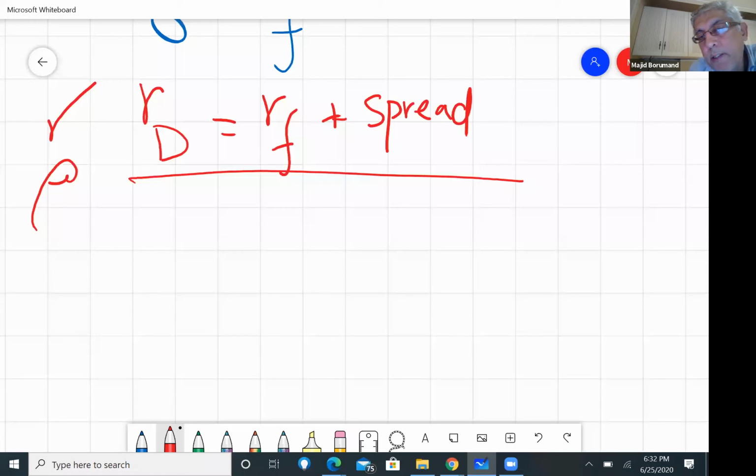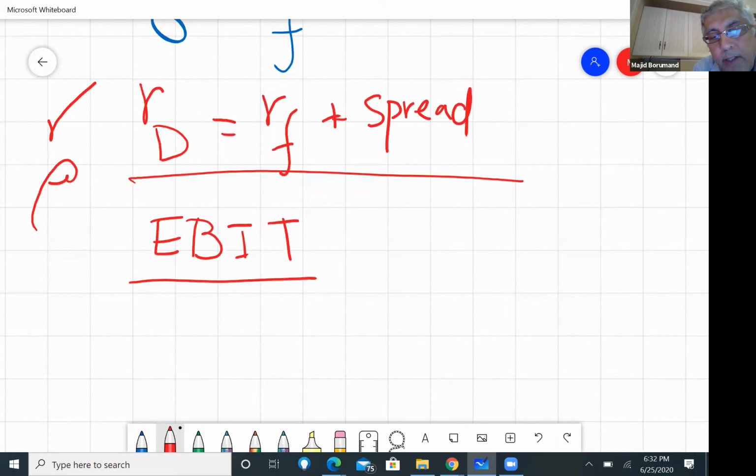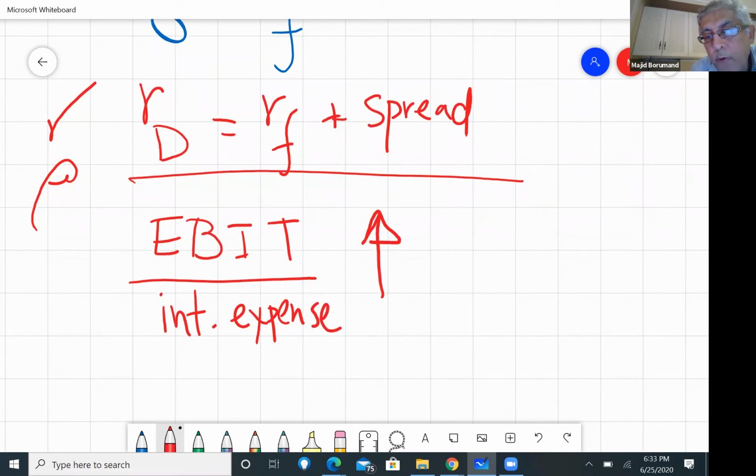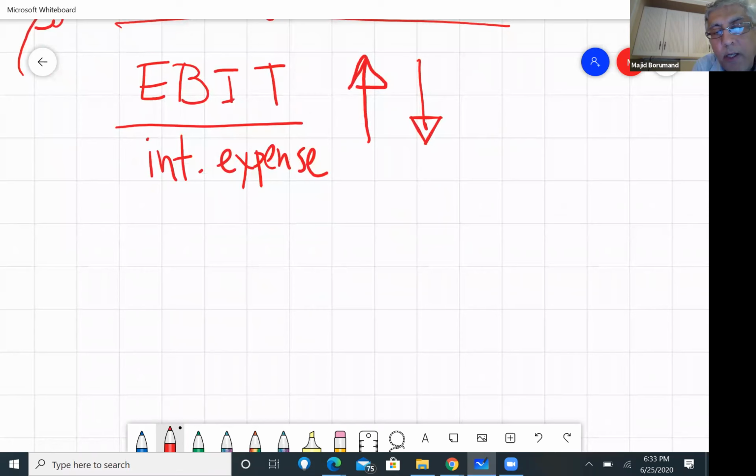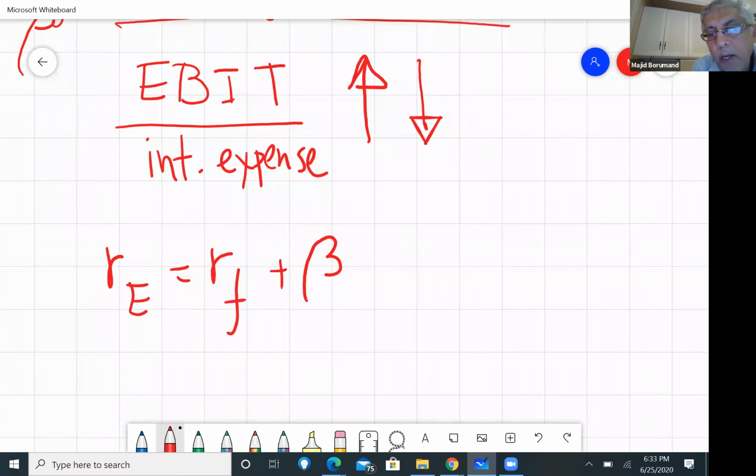So the riskier your business is, and he had a formula for it, remember? He would divide the EBIT by the interest expense. The higher the ratio, the lower your spread. The lower this ratio is, the higher your risk. Anyhow, so that would be the cost of capital for the debt. The cost of capital for equity, we talked about it. You get it from CAPM. This is the cost of capital for equity.